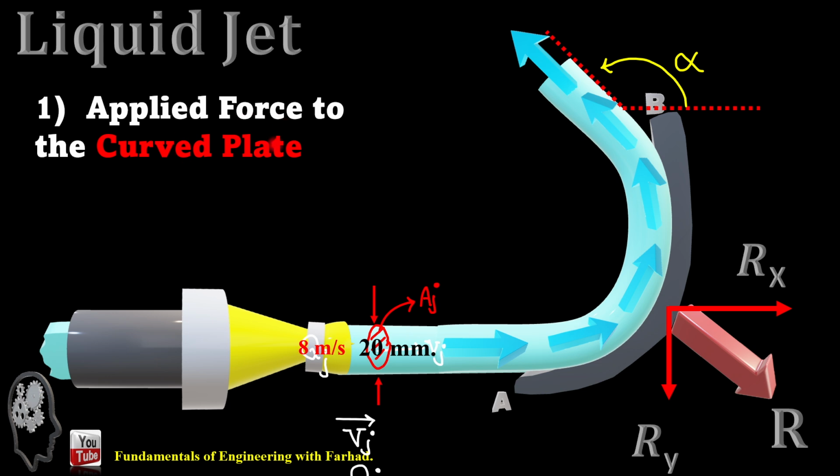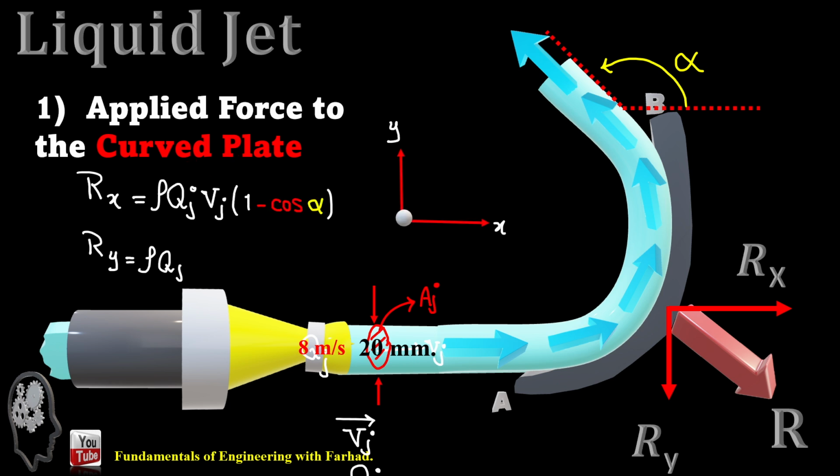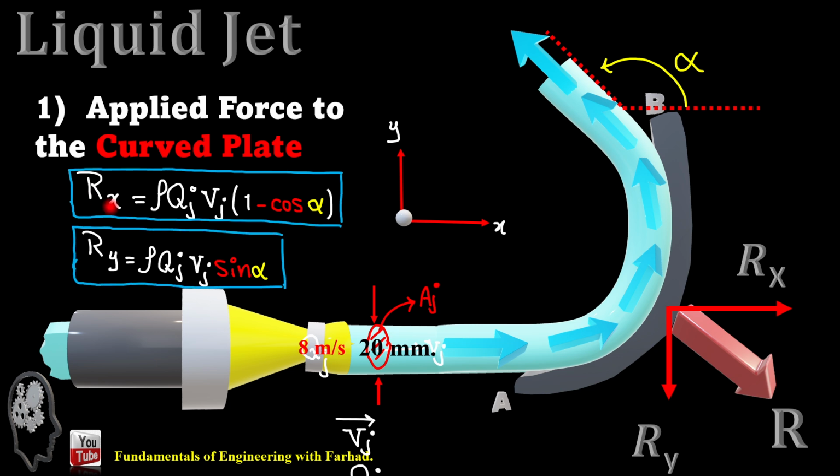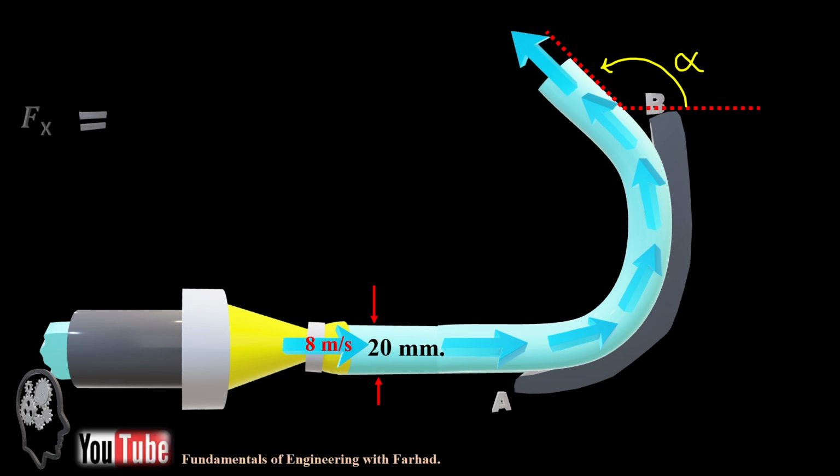So for the applied force to the curved plate, if we just consider x and y direction, Rx due to momentum is rho, density, times Q, discharge, times Vj, which is the outgoing flow velocity, times, in parentheses, 1 minus cosine of alpha. And R at y direction is rho Qj Vj sine of alpha. And then the resultant is definitely the square root of Rx squared plus Ry squared.